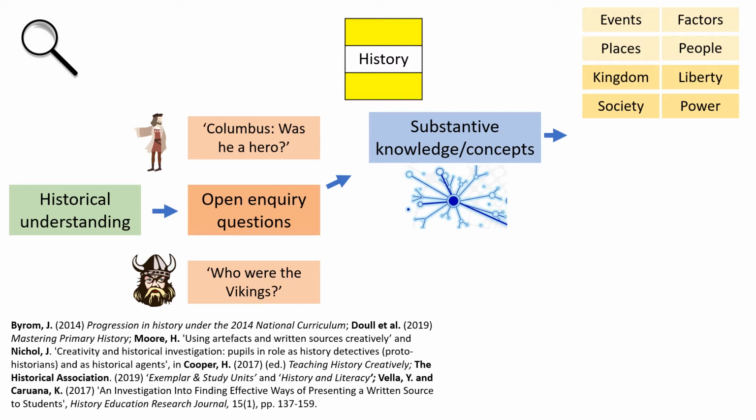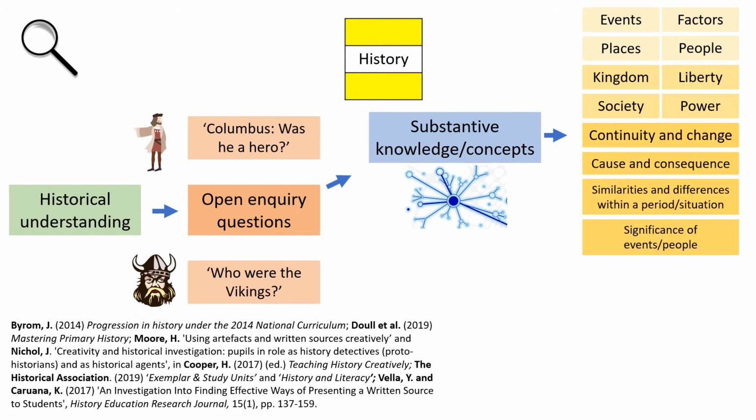So it could be through the concept of kingdom. Perhaps if you're looking at Columbus, what about the kingdom of the Spanish? Perhaps it's about liberty. Perhaps it's society. Perhaps we can see how power is being played and enacted within Christopher Columbus's history and narrative, but also in terms of who were the Vikings. But power will be looked at across perhaps lots of different historical units.